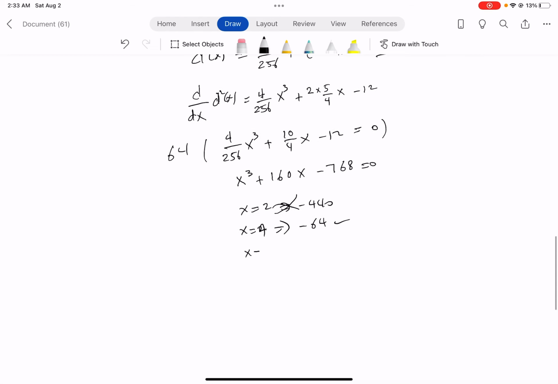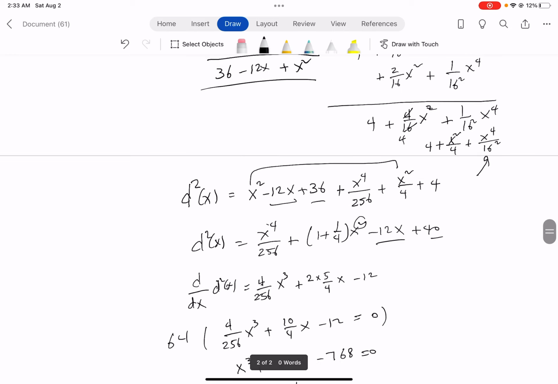Let's do x equal to 6. Put 6 cubed plus 160 times x minus 768, and that would be equal to 408. Which means that the answer should be between 4 and 6. So the answer should be between 4.5 and 5.5. And approximately, numerically, the solution is between 4 and 6. Okay? Let's look at the last one.